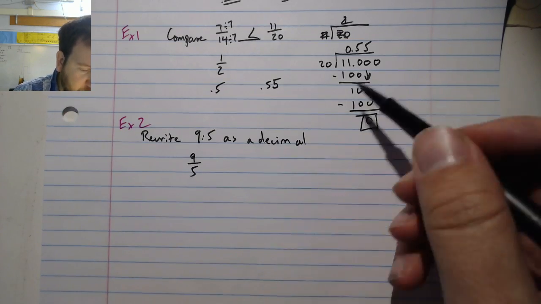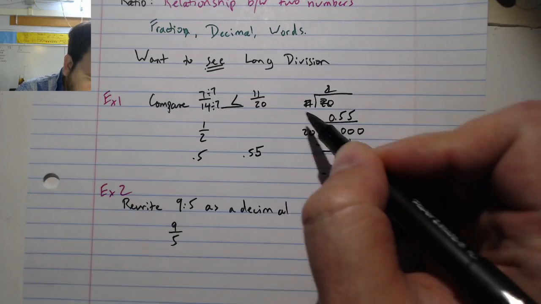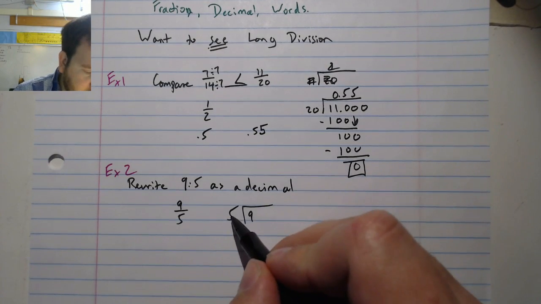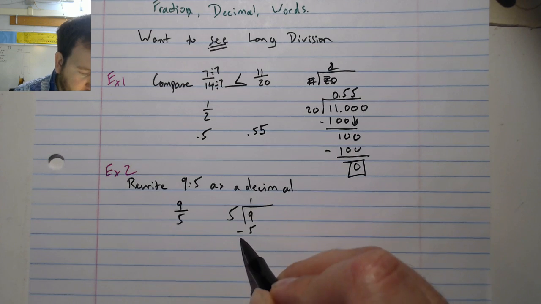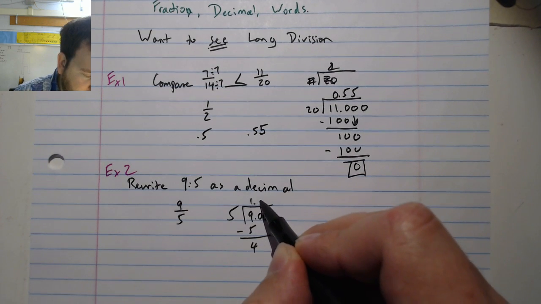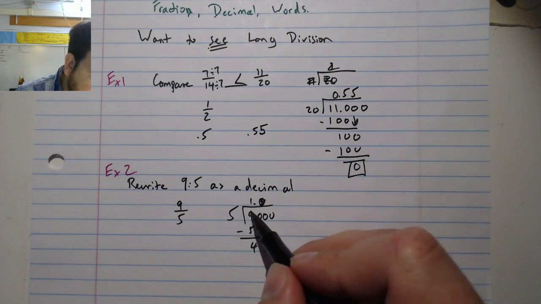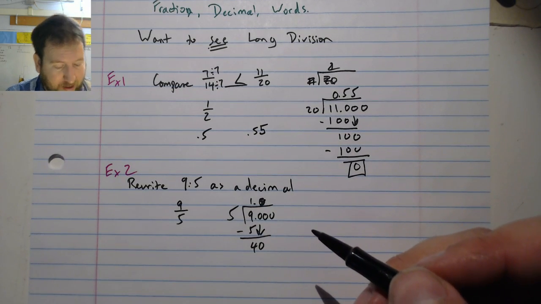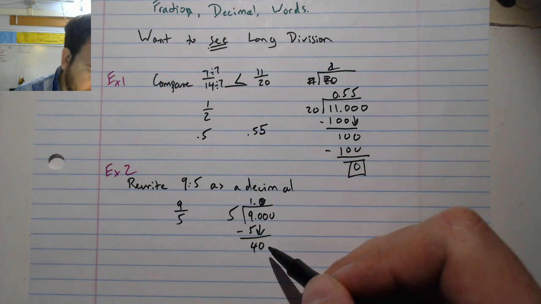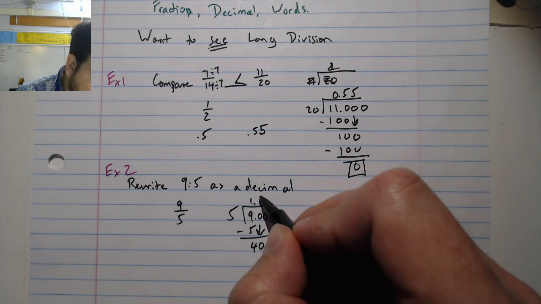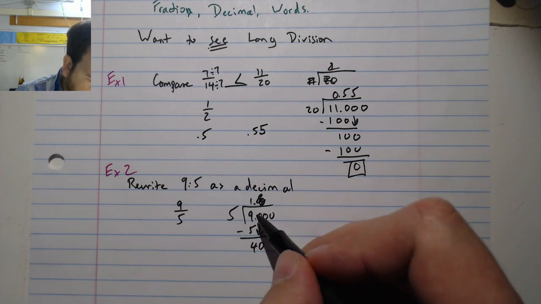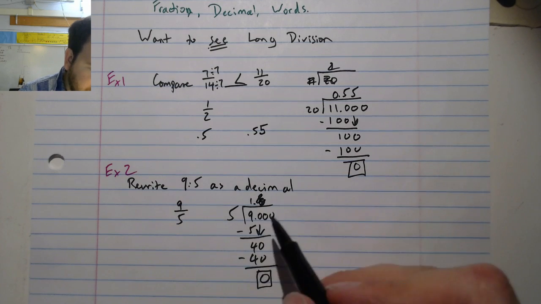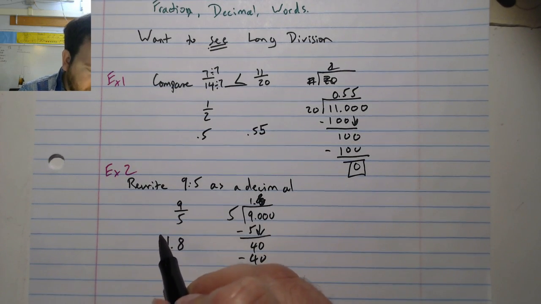So again, let's see, how was it this time? What my numerator goes inside, so my 9 goes inside and my 5 goes outside, which makes sense. How many 5s are in 9? 1. 1 times 5 is 5. Subtract, I have 4. Add a decimal and bring down a zero. How many 5s are in 40? That is 8. 5 times 8 is 40. Subtract, gets me to 0. Done. So if I was going to write 9/5 as a decimal, I'm going to write it as 1.8. Nice.